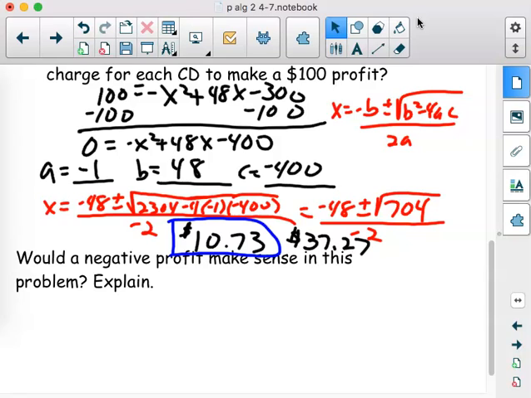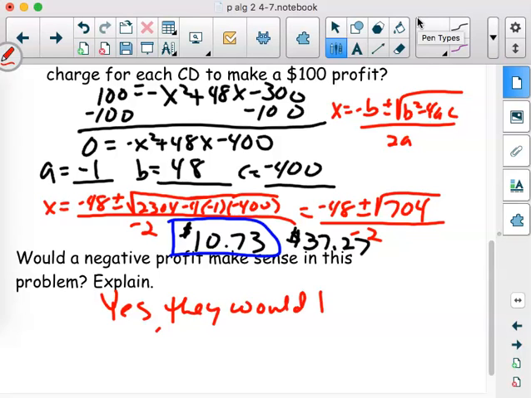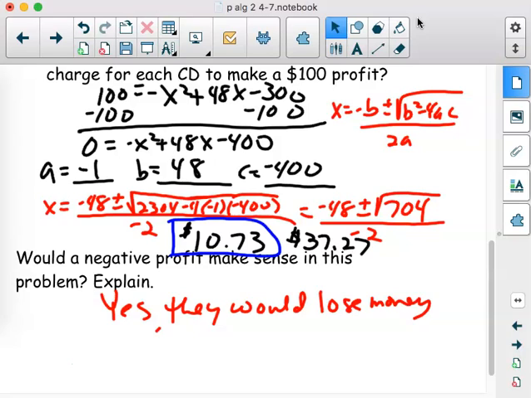Would a negative profit have made sense in this problem? Remember what they're trying to do here. Would it make sense to get a negative profit? Well, what happens if they don't sell any CDs? They probably had to pay for these to get them done in the first place. So in this situation, it does make sense. They would lose money. Yes, they would lose money. So there are situations where we can have negatives, especially where money is concerned. And we wouldn't like that because obviously they're trying to raise funds. They don't want to find out that they're having to pay for something and they actually lose money in the process.